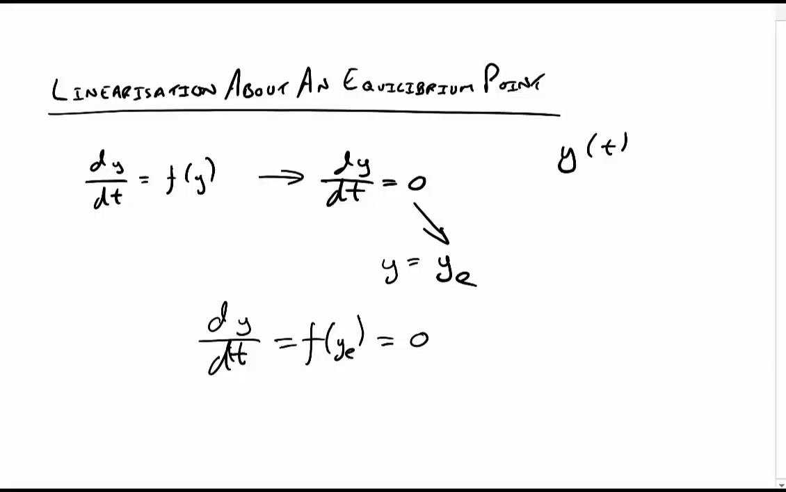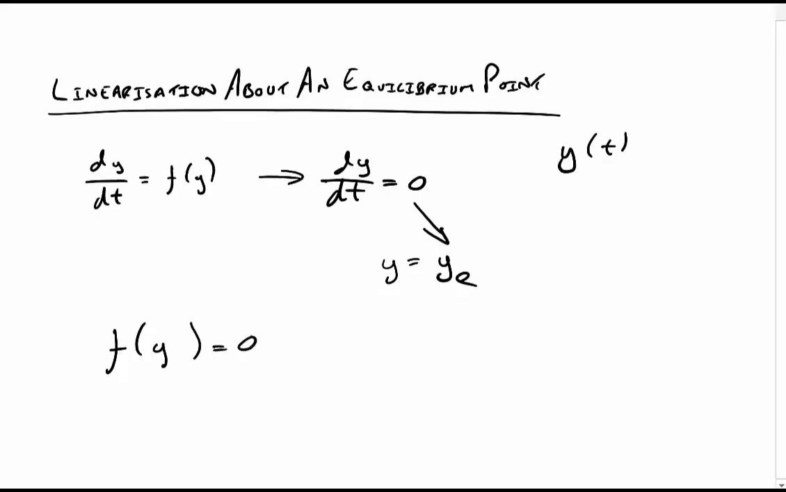Because we've set dy by dt equal to 0 to get the equilibrium point, and we know that dy by dt is equal to the function, when we put that particular point into our function, it should be equal to 0, because dy by dt is equal to 0 at the equilibrium point. Hopefully that makes a bit of sense. If not, go away and think about it. So in other words, what we've got is f of ye equals 0.